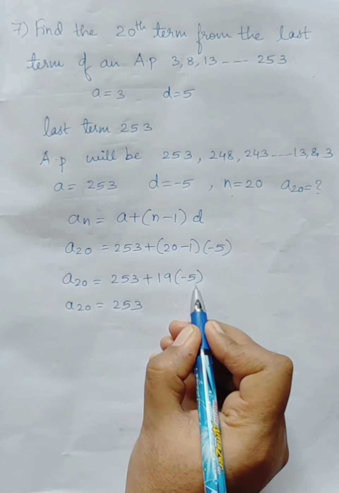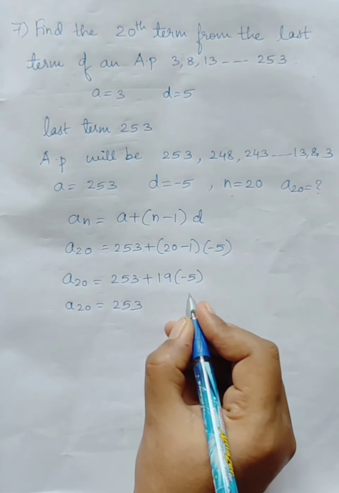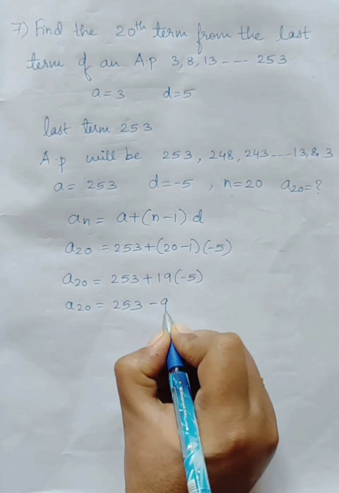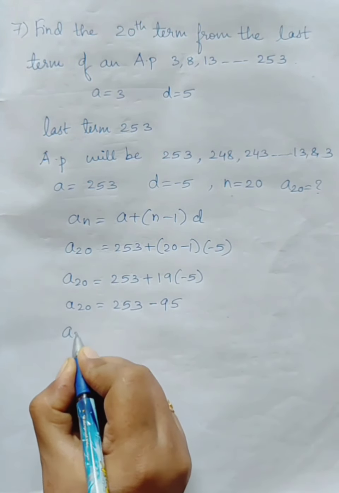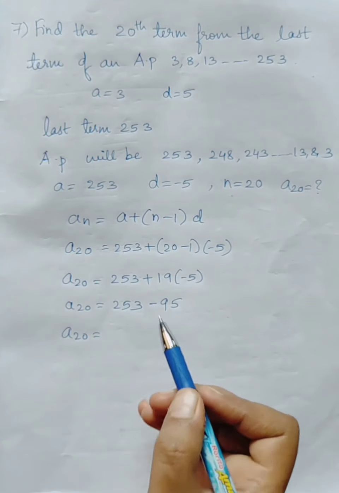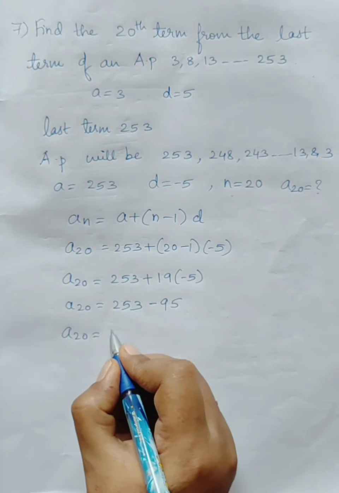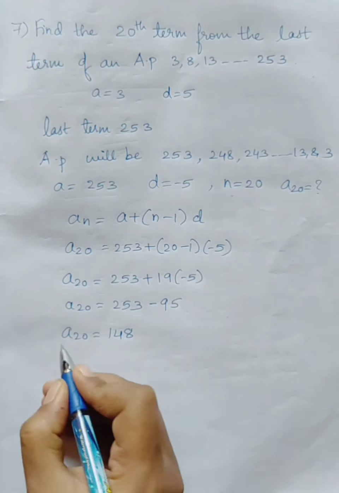Now, 19 5s is how much? 19 5s is 95. But here it is minus, so I am going to take it as -95. So A20 is equal to, from 253 remove 95. How much will you get? You are going to get 148.